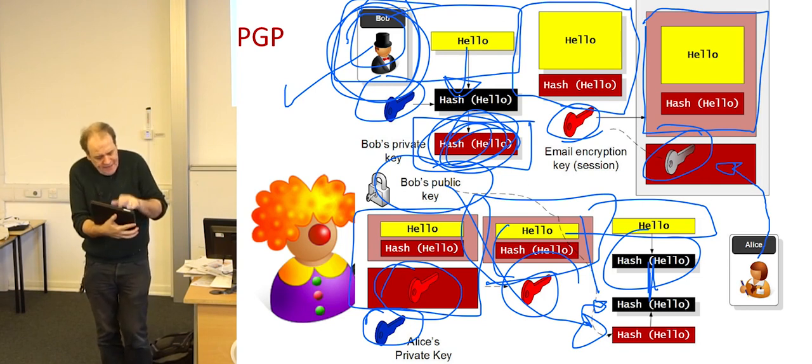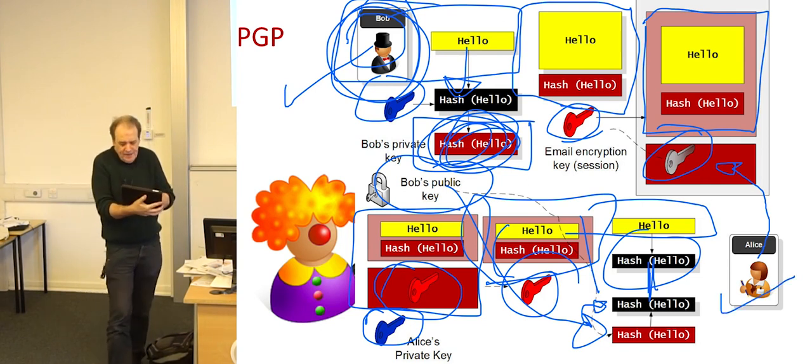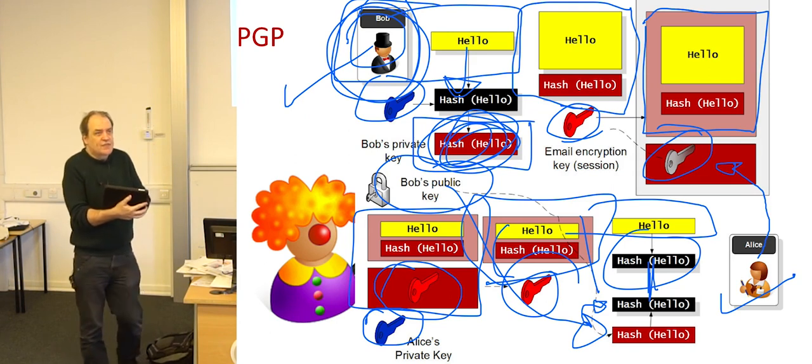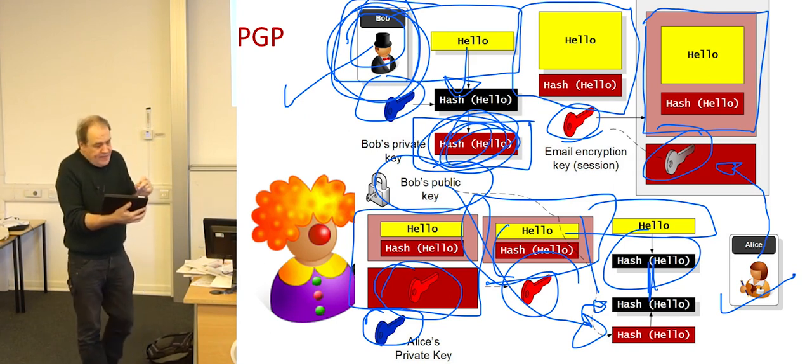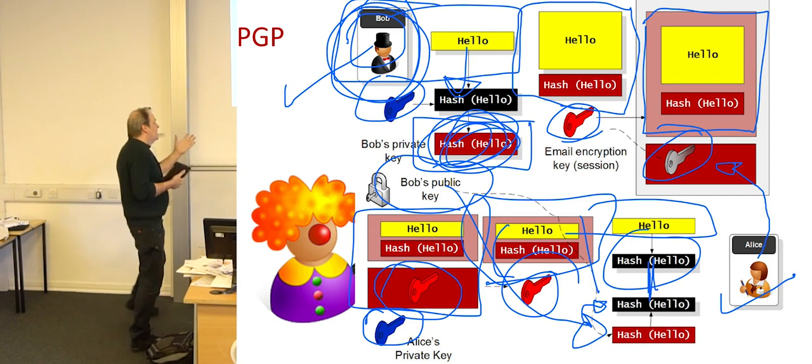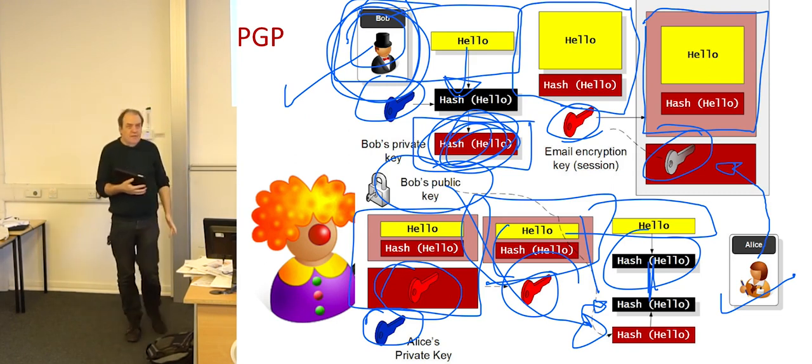So we authenticate Bob as the signer, we authenticate Alice as the recipient, and we authenticate the message and the integrity of the message because of this.